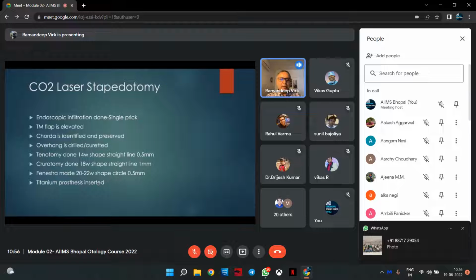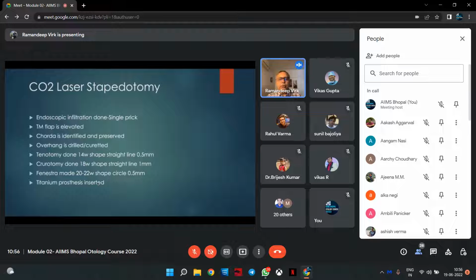If the footplate is thick or obliterative, then the laser will not go through the obliterative focus. You have to drill it out, blue line it, and then fire your shot. And then the titanium prosthesis is inserted. I do not seal the fenestra which we have made. A neomembrane will start forming in a few days, and that's all that is needed.